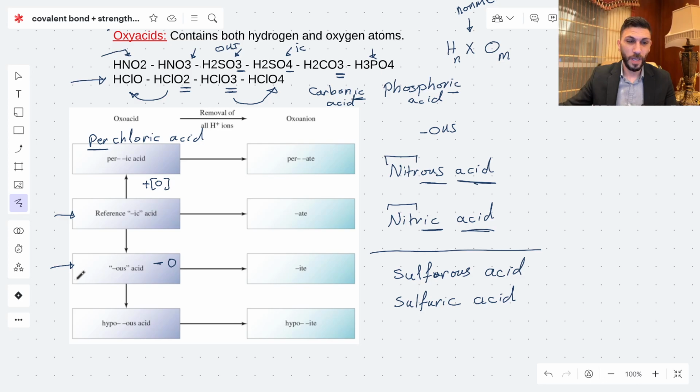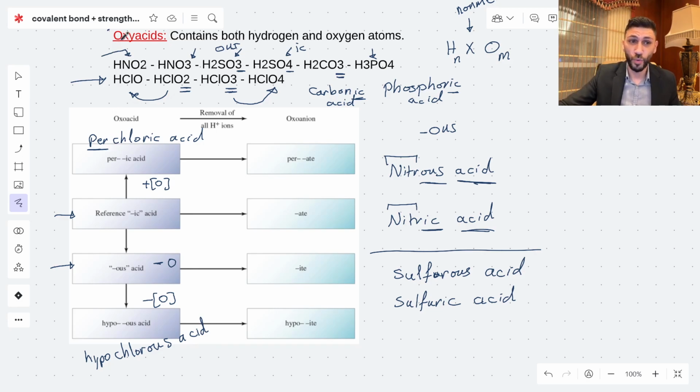Now, when we have lower oxygen than the lowest oxygen, as you can see here, HClO, so here minus oxygen, we're going to add hypo instead of per. So the lower than the nitrous acid, we're going to use hypochlorous acid. This one is going to be hypochlorous acid.